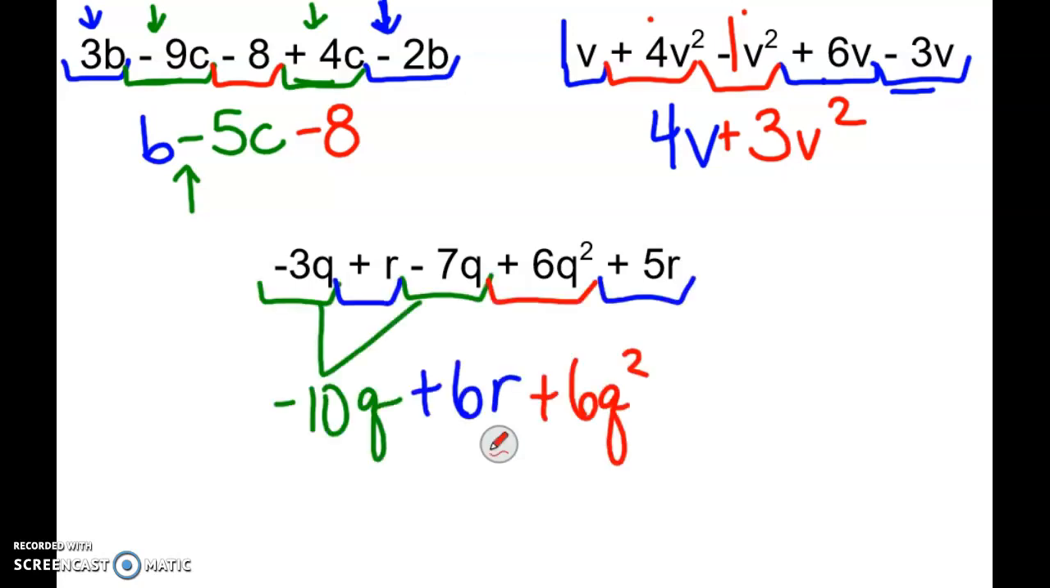Okay, I color coded. I got my q's. Notice that these are both negative, so I ended up with negative 10q. Then I put my r's together. Remember, no number means it's an invisible 1, so 1 and 5 make 6 r's. And then I just brought my q squared down because there's nothing to combine with that. Okay, now I know this is simplified because I don't have any more like terms, no parentheses. That's my answer. So we're going to stop there.